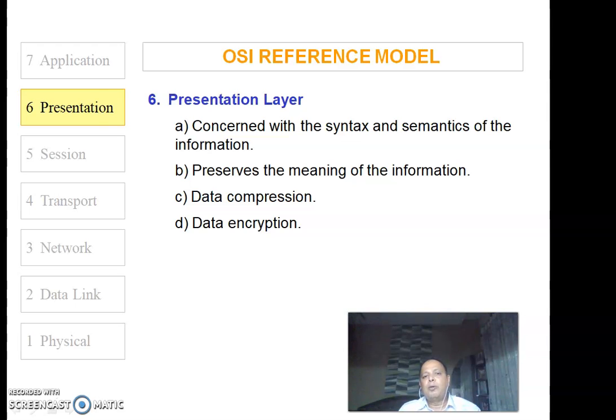So compression allows you to have transmission of a huge amount of data in less time, because on a network the time is very important since there are so many clients. And data encryption allows you to have security. So security and throughput, these two functions, are handled at the presentation layer.